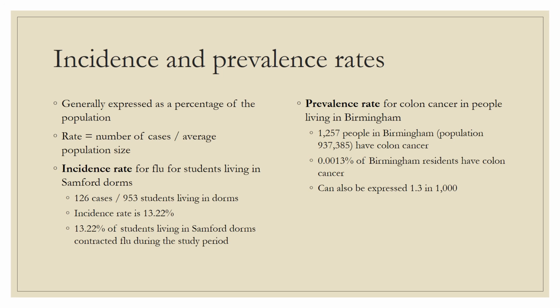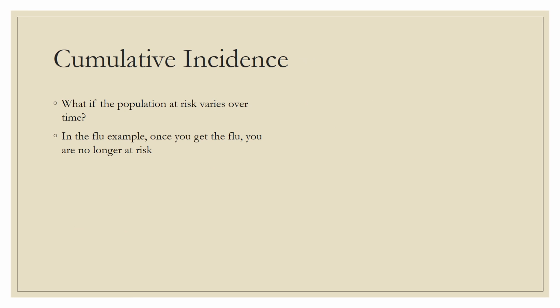Another way to express this that can be a little bit more meaningful is you can express it per 1,000 or per 100,000. In this case, 1.3 in 1,000 people have colon cancer. So just over 1 in every 1,000 people living in Birmingham have colon cancer. That can be a little bit easier to wrap your mind around.